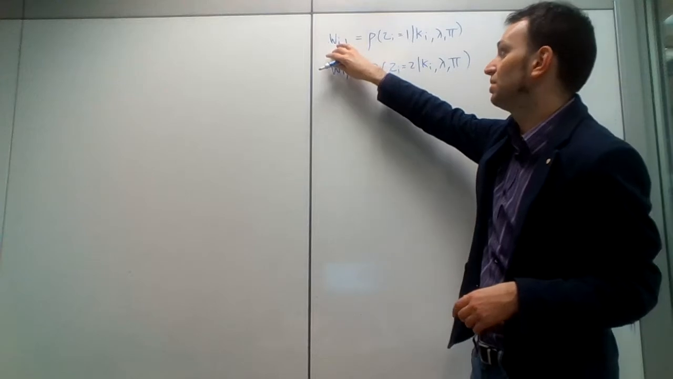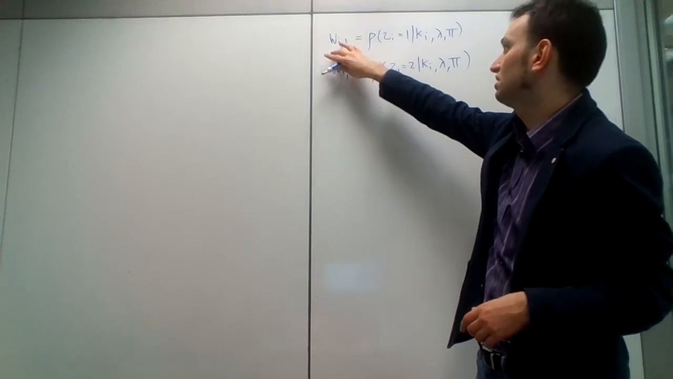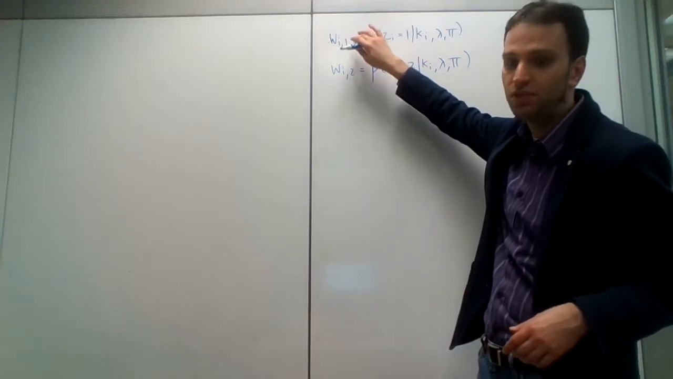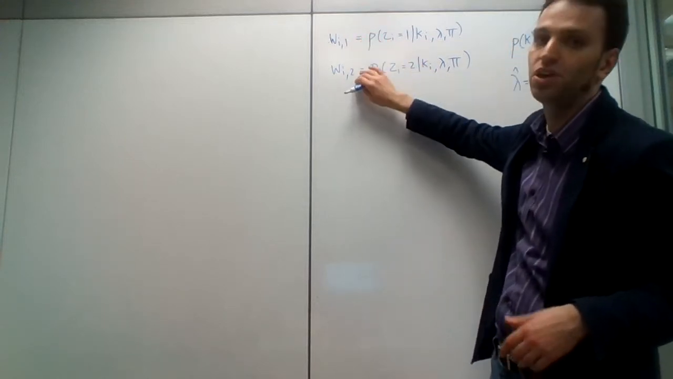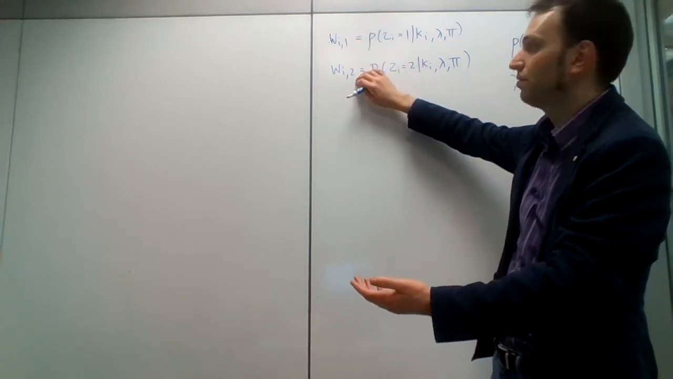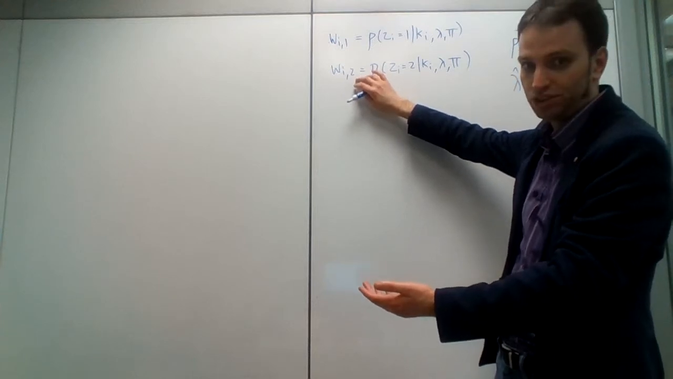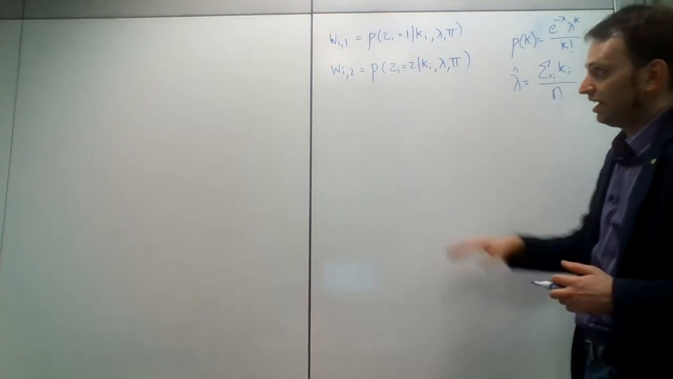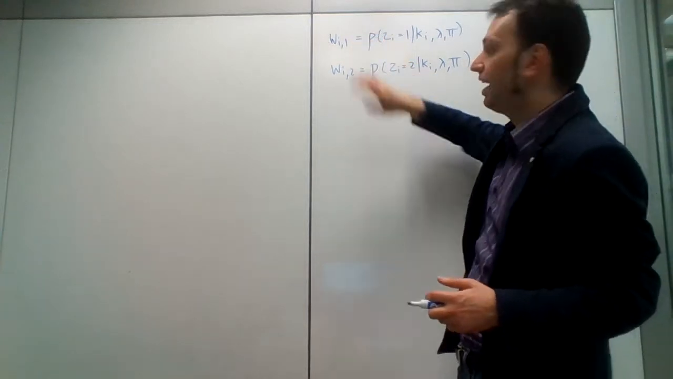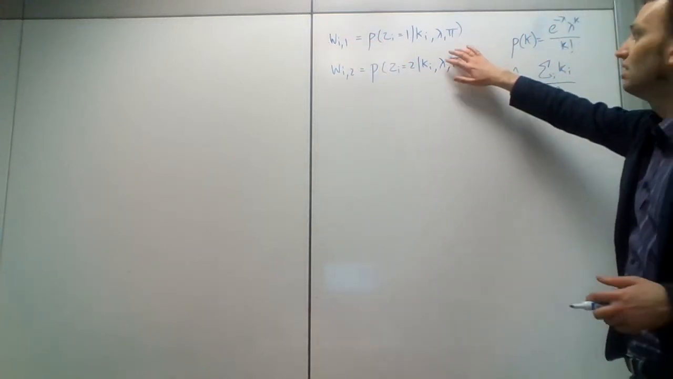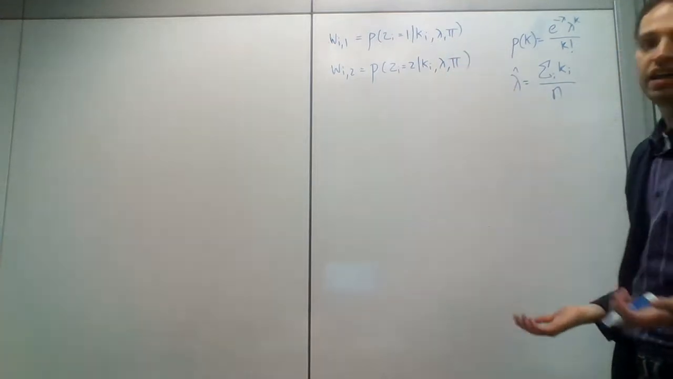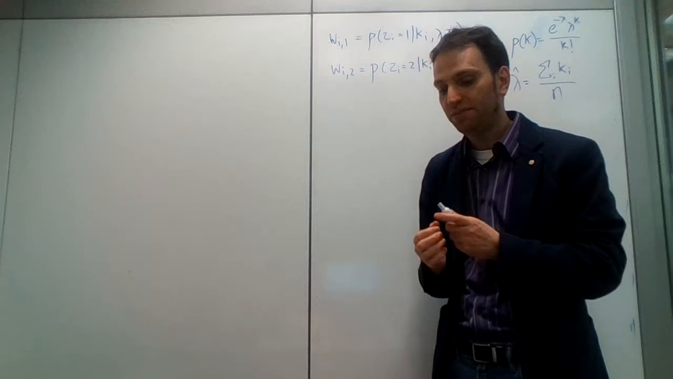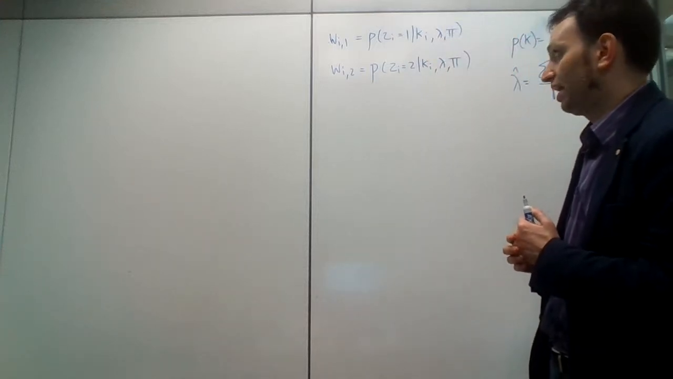So this number means the probability that k_i came from the first Poisson distribution. This is the probability that it came from the second Poisson distribution. All right, and now we're saying, assume that those are fixed, and we want to figure out the lambda and the pi that work the best for the data set. Okay, so how would we do that?